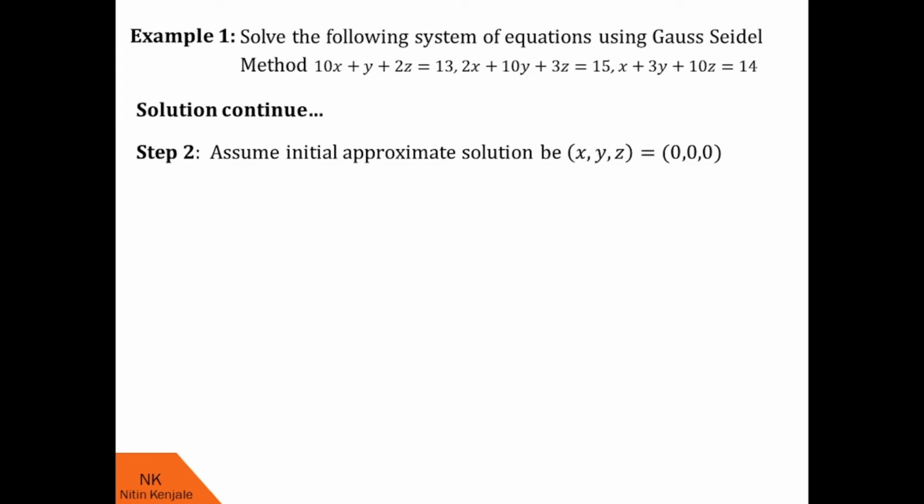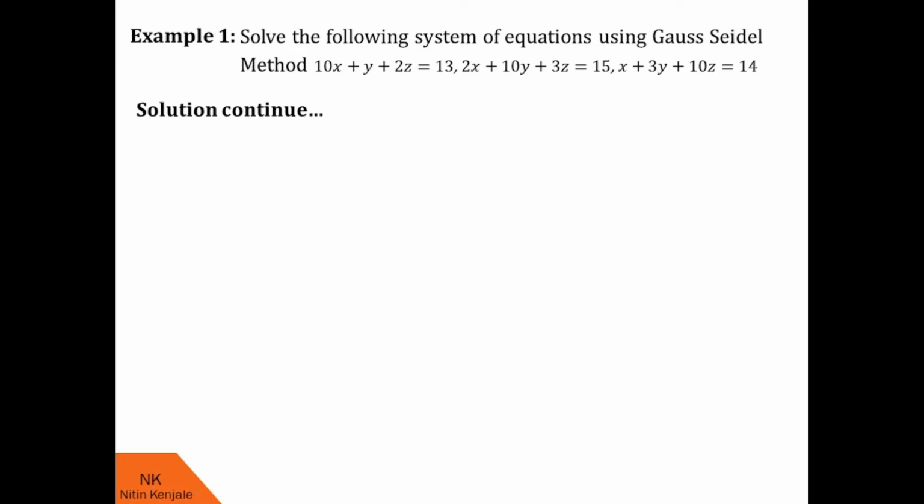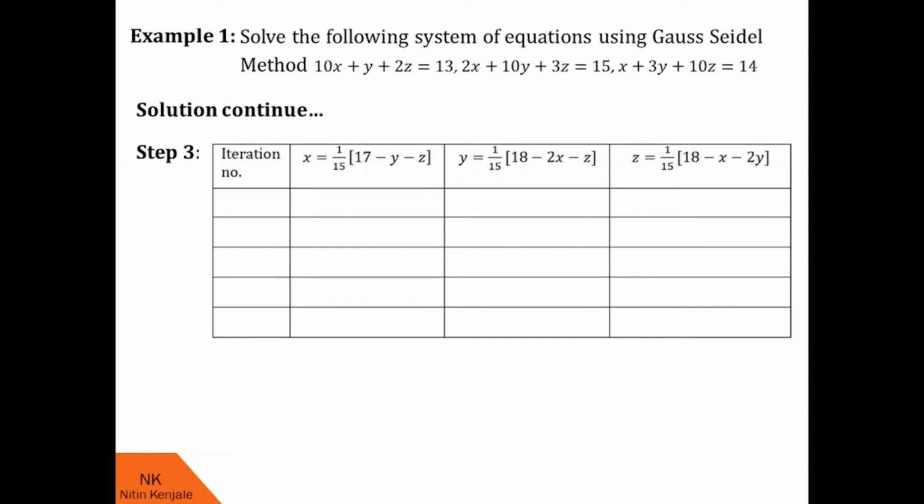In step 2, we have to make an assumption about the initial approximate solution, which is 0, 0, 0. After that, we substitute this solution in equation number 1 to get a better approximate value of x, say x1. Then every time we use updated values of variables to find the next better approximate values of x, y and z. We tabulate all these values in this table. This table has 4 columns, of which the first one is the iteration number. The second column heading is the expression of x in terms of y and z. The third column heading is the expression of y in terms of x and z. And the fourth column heading is the expression of z in terms of x and y.